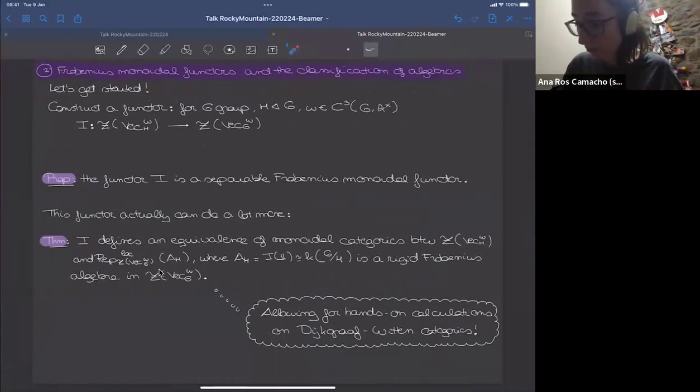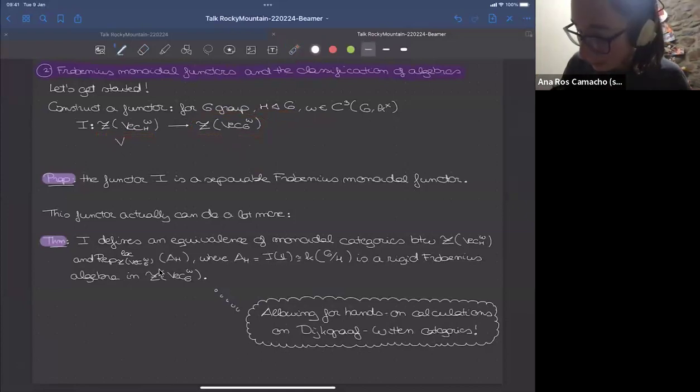Now let's go into how we did this classification, now that I have said all the background I wanted. To begin with, we constructed a functor in the following way. We have a group G, a certain subgroup H, and some 3-cocycle ω, and I want to go from the center of Vec_H^ω to the center of Vec_G^ω. This is the category we want, the big one, and this one is a slightly smaller one.